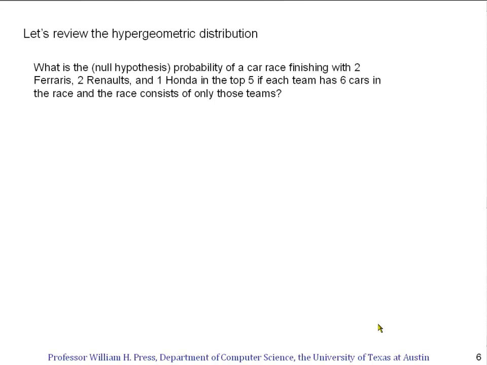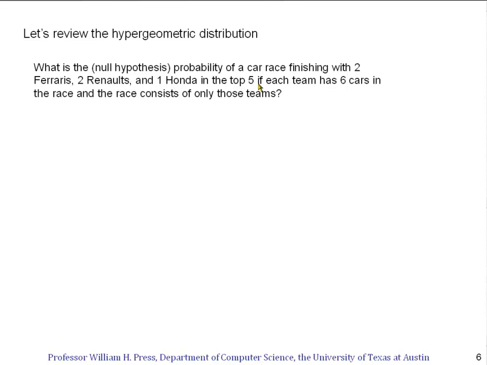Now let's review, at the end of this segment, a couple of probability distributions. Here's the hypergeometric distribution. It answers a question like this. There's a car race with 3 teams, one driving Ferraris, the second driving Renaults, and the third driving Hondas. And each team has entered 6 cars into the race. We want to ask, what is the probability of the car race finishing with 2 Ferraris, 2 Renaults, and 1 Honda constituting the top 5 finishers?